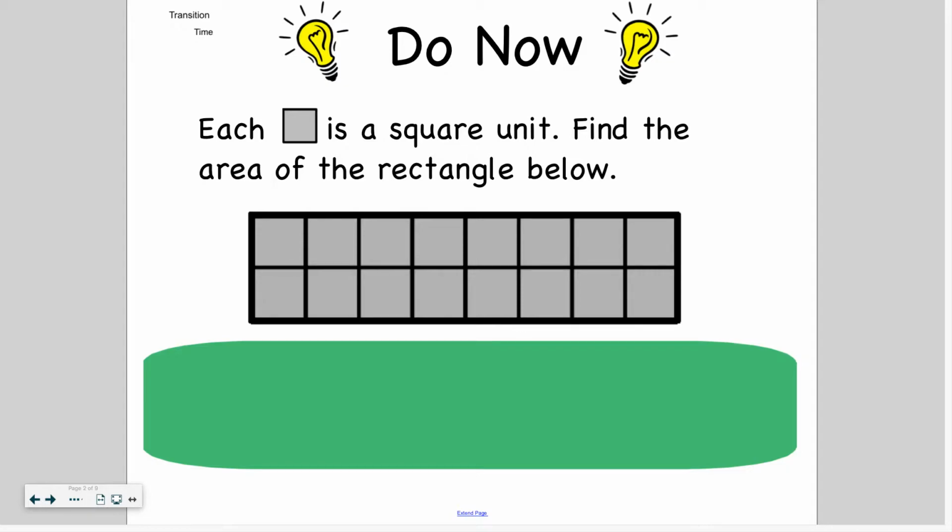Alright, so you should have already solved. If you haven't, please pause and then press play when you're ready to check your work. So I see this side is 2 units wide and this side is 8 units long. So the area is 8 times 2, which gives me 16. So the area is 16 square units.